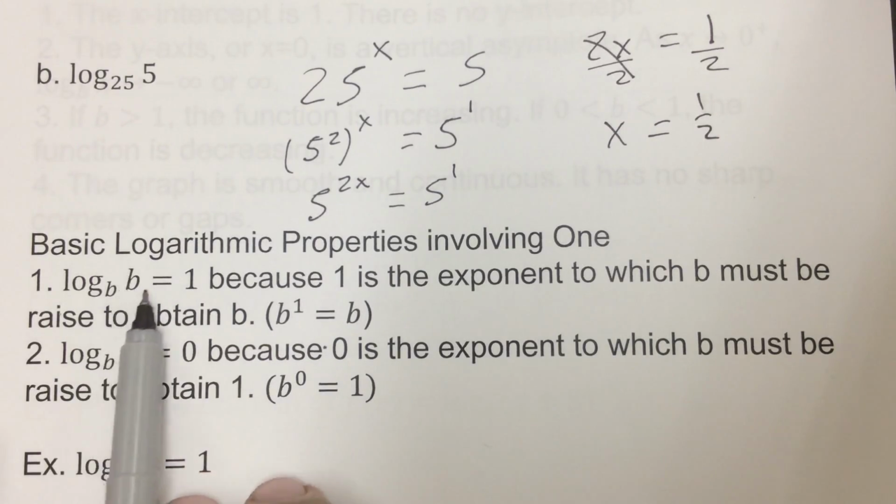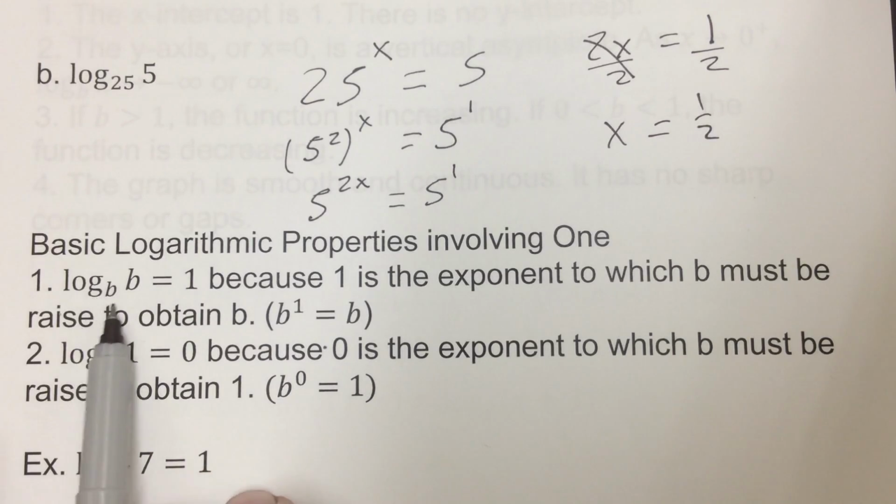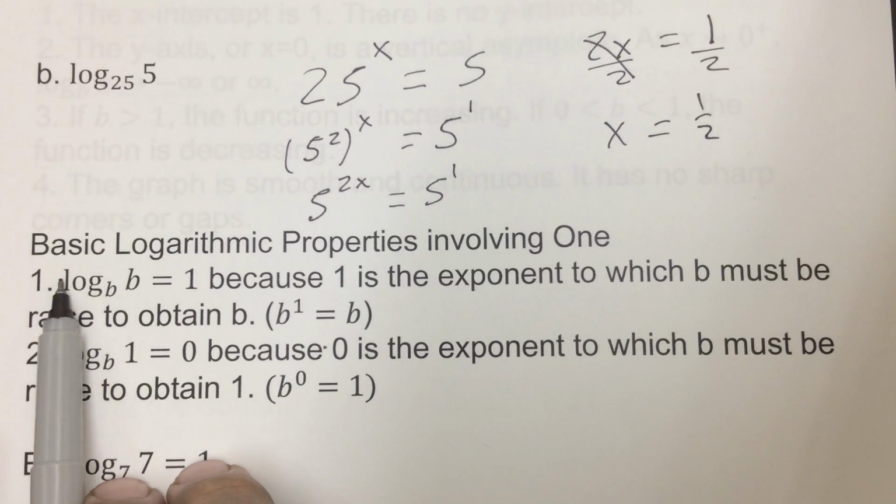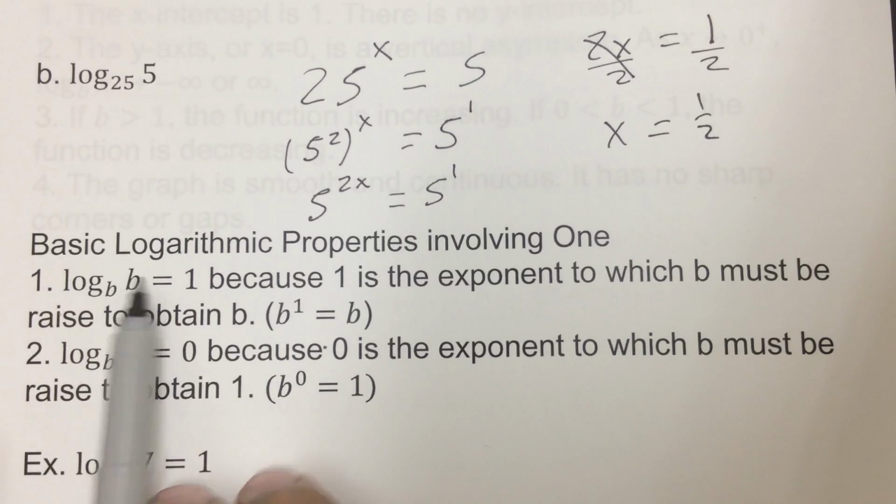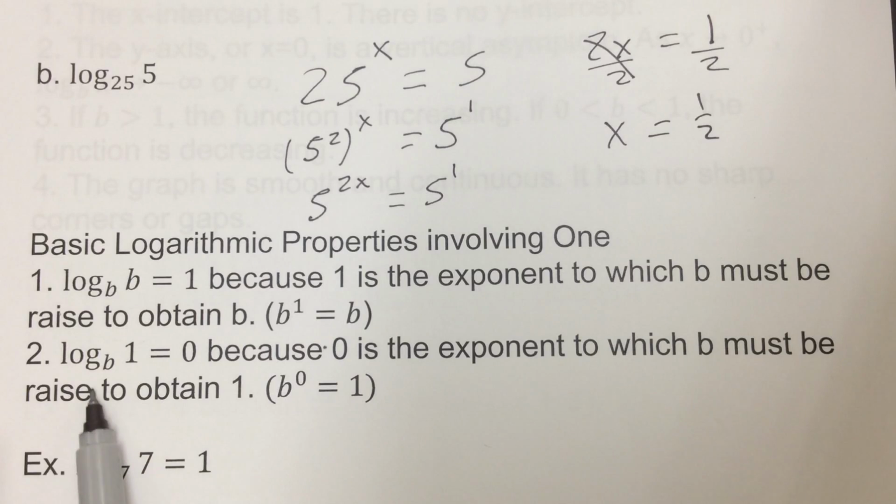So remember, this is the number we're looking to get. This is going to be b. Log is saying b, your base, raised to what power gives you this number? Well, b to the first is b. Now, if you have b and you're looking for a 1, it's automatically 0 because anything to the 0 power is going to be 1. So b to the 0 would equal 1.